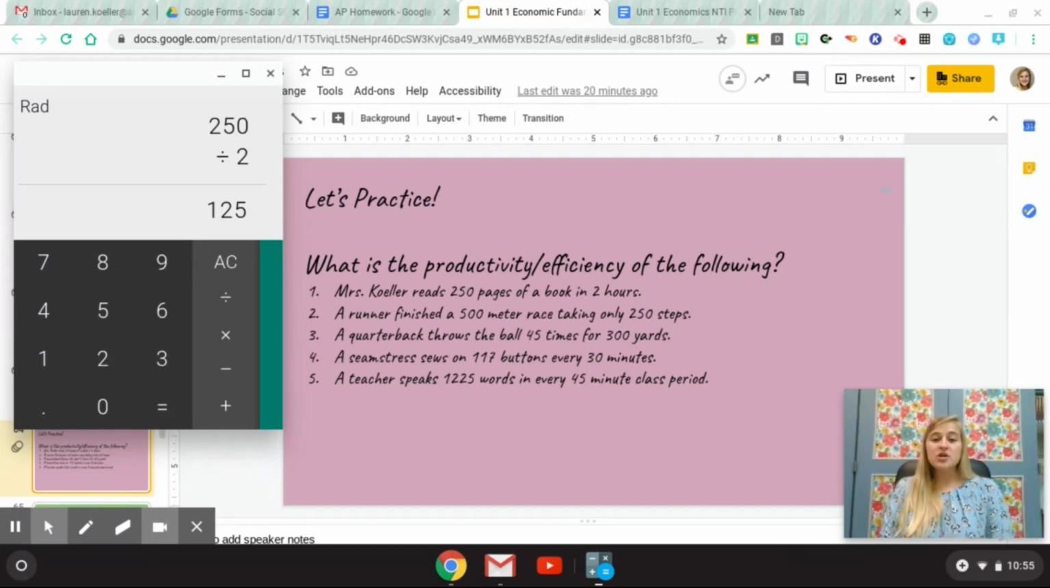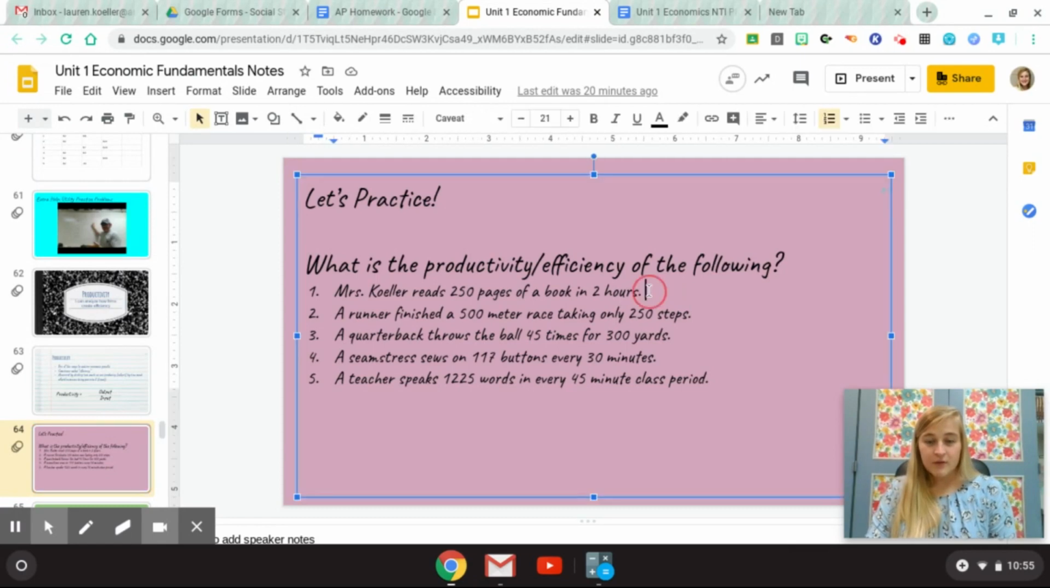So number one should be 125 pages per hour. I'm actually going to type that in. Equals 125 pages per hour. You have to label your answers, or I can't give you credit because I don't know what 125 means. 125 what? Okay? These are all word problems, okay? Let's look at the next one.